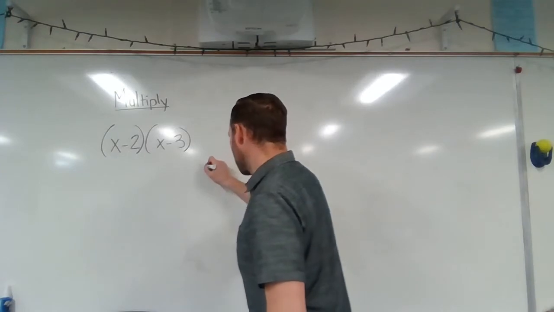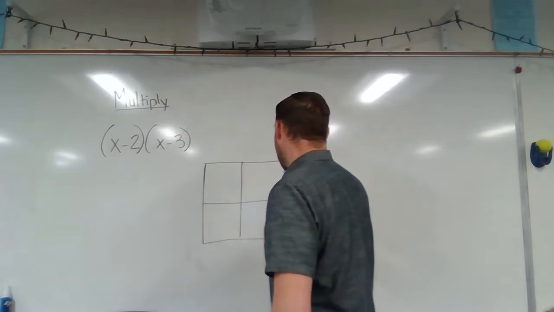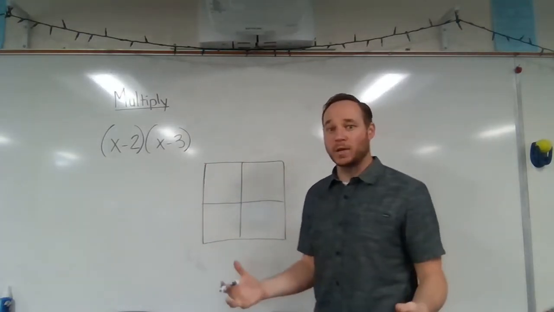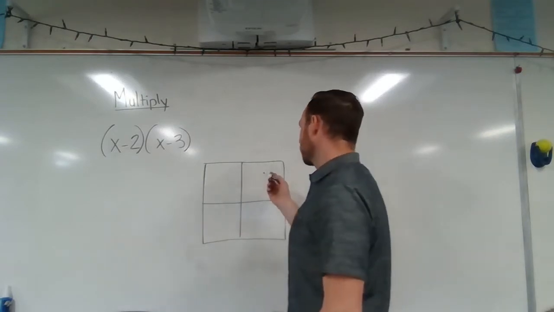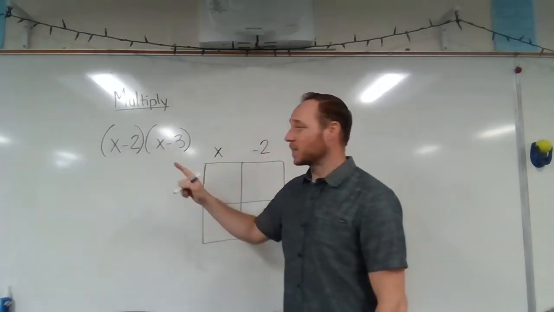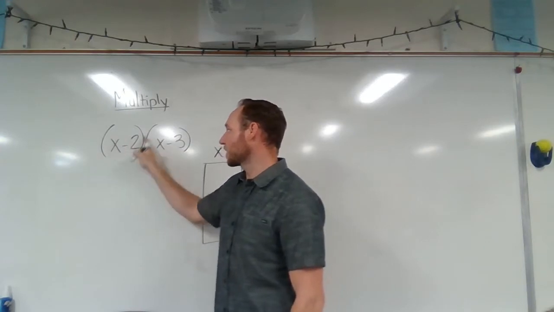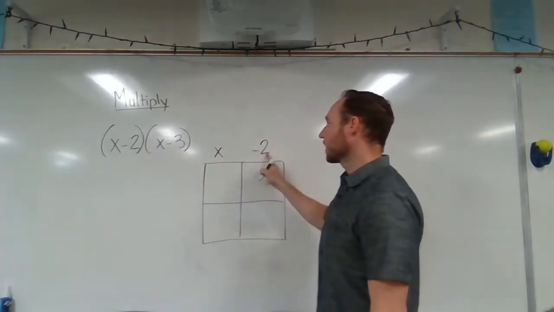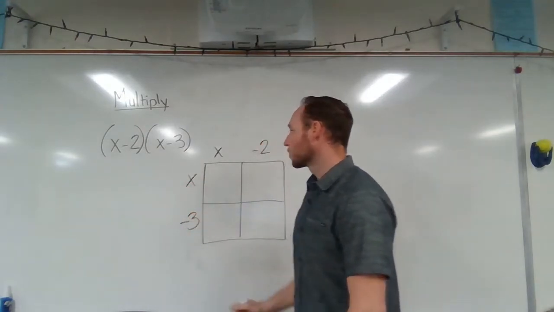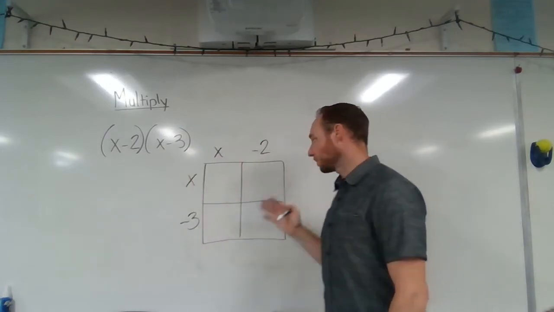And then what we do is we draw a rectangle. Here's our rectangle. And we're going to write one of the factors on top here and one factor on the side. It doesn't matter which one we do. So I'm going to go ahead and put x minus 2 here. Now, the mistake that most students make is they forget that the negative or the minus sign goes with the 2. This is like positive x and negative 2. Positive x, negative 2. Here we have a positive x and a negative 3. So we've got to make sure that the minus sign or the negative sign stays with the number that it's in front of.